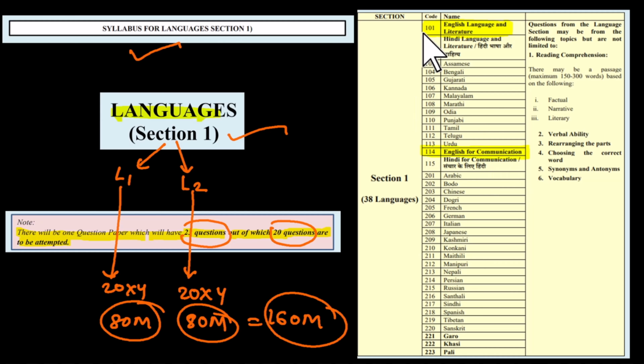So for those students who are good in English, my suggestion is you select language 1 as 101 English language and literature. For language 2, you select 114 English for communication. Now both your languages will be English, so you will be able to score good marks.